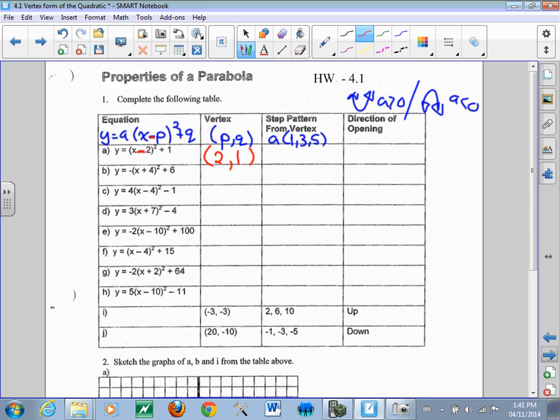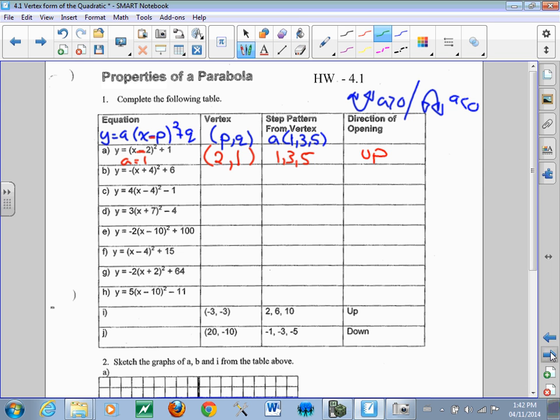So what does that tell me? It tells me I'm going to shift 2 to the right and 1 up. Okay, if I was asked to describe that. Step pattern, a is what value, folks? a equals 1, so that means it's just going to be 1, 3, and 5. Direction of opening, a is positive, so it opens up. We'll try one more, and then we'll let you try the rest on your own.